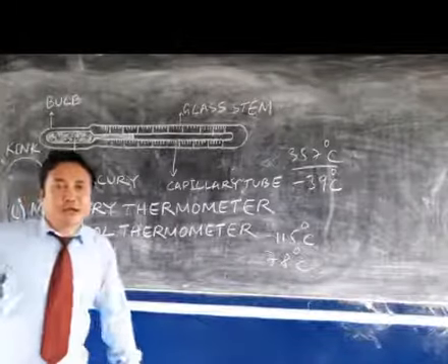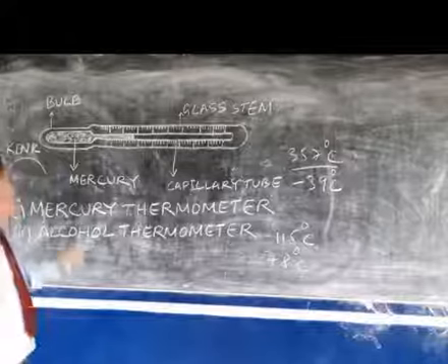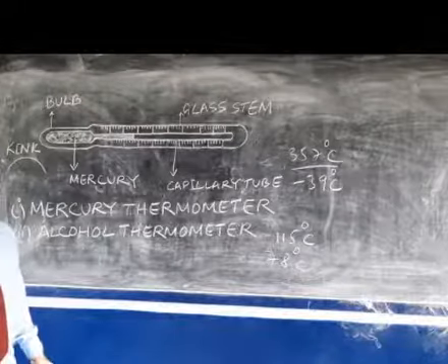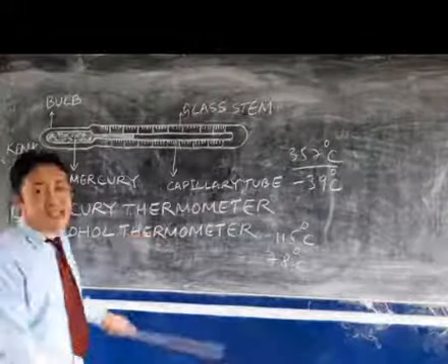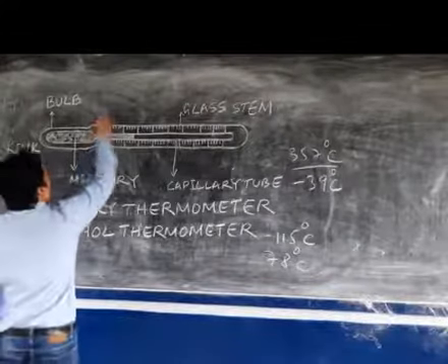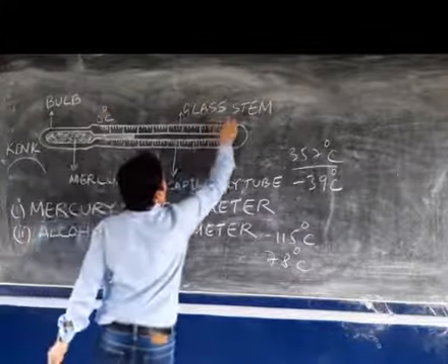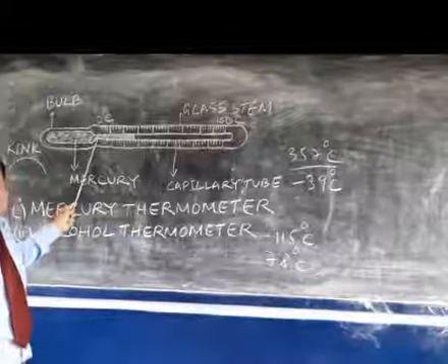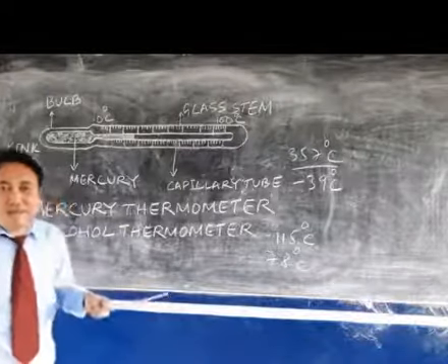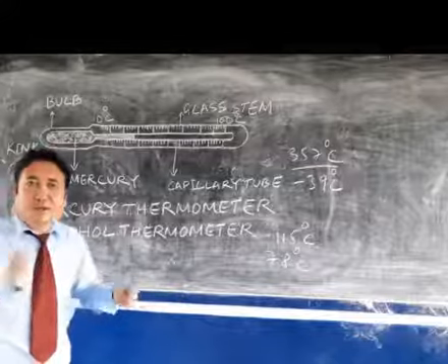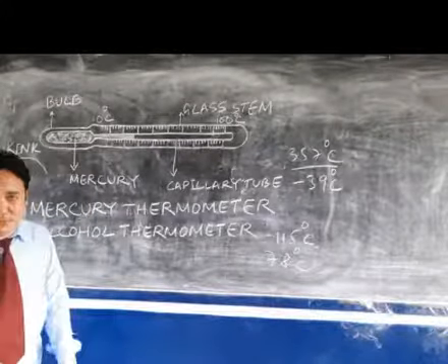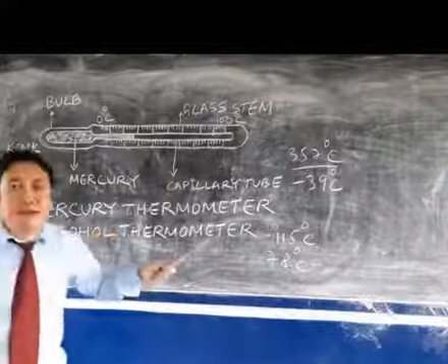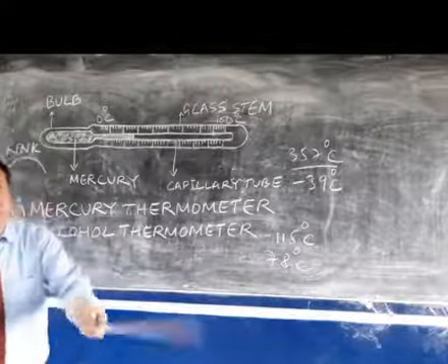Now let us come to the relation. Before we come to that point, in a thermometer there are 2 points, the upper fixed point and the lower fixed point. When we talk about the Celsius scale, it goes from 0 degrees Celsius to 100 degrees Celsius. The lower fixed point is considered as 0 degrees Celsius, and this 0 degrees Celsius is known as the melting point of ice.